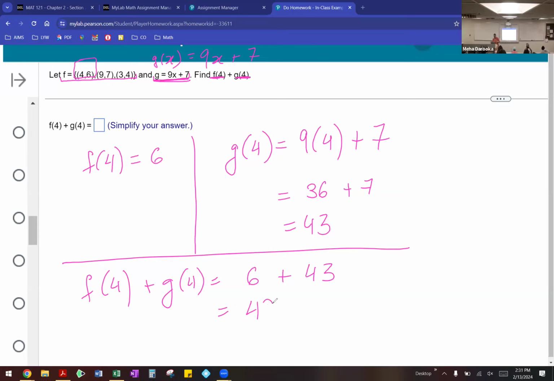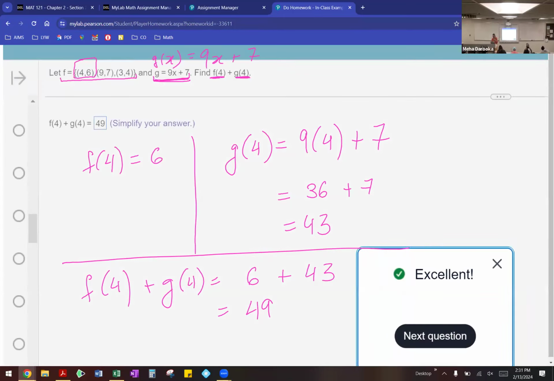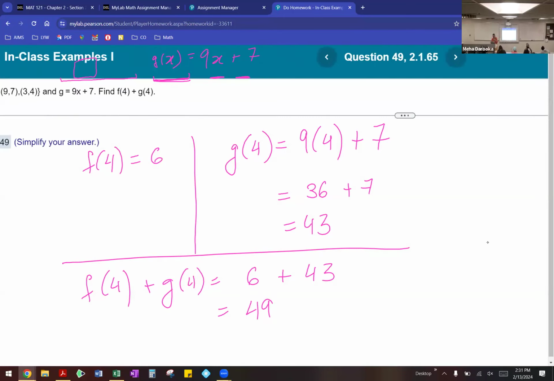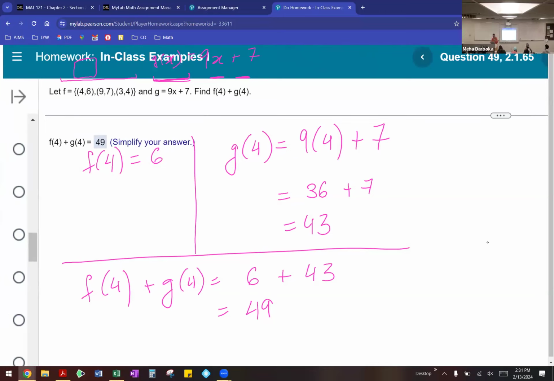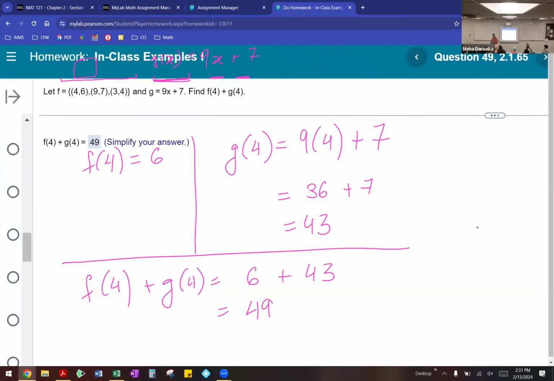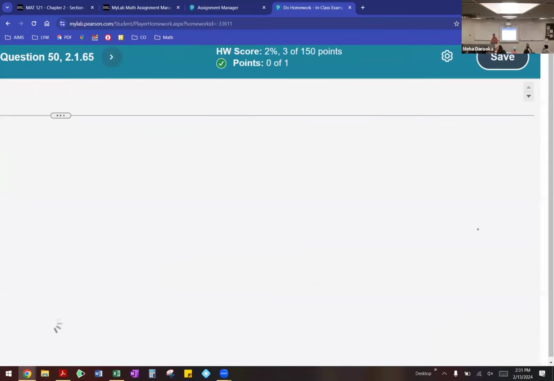Very nice, 49. And we did a lot of similar examples like this from our handout, but this just gives you a little bit of a refresher from last time. So let's go ahead and check our math here. 49. That looks good. Okay, so let's change this up a little bit and see what we got.